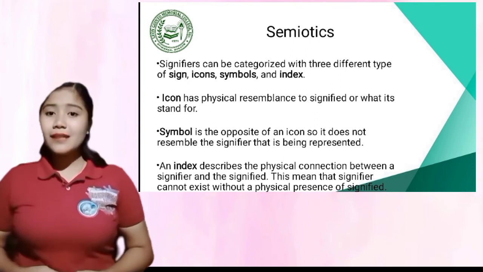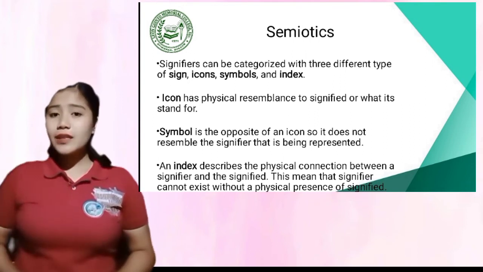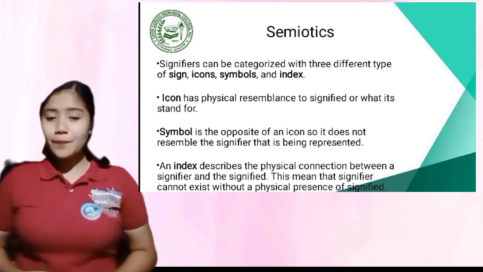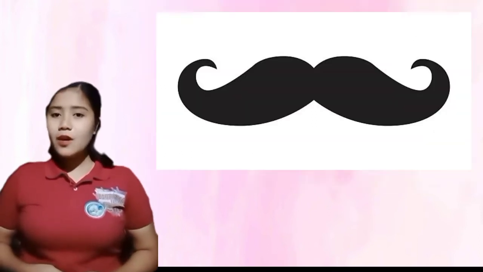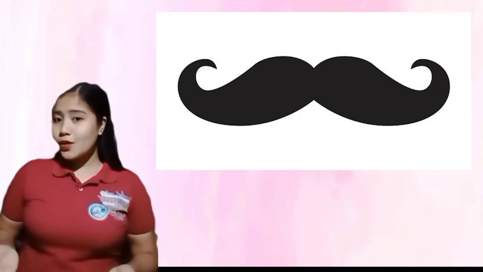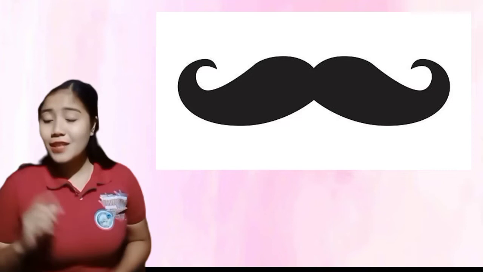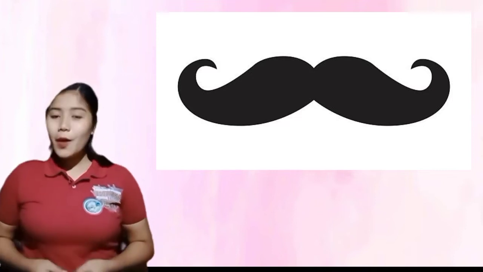Icons have a physical resemblance to the signified or what they stand for. For example, when we see this photo, what comes to your mind? A mustache, right? Well, what if I show you this picture? Are you still able to recognize the mustache? Yes, because even though it looks different from the first one, its physical resemblance lets us know it is still a mustache.